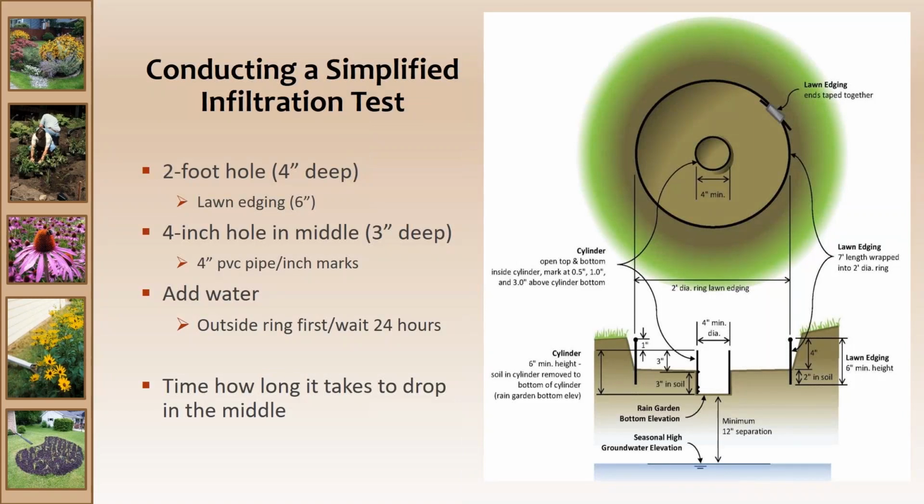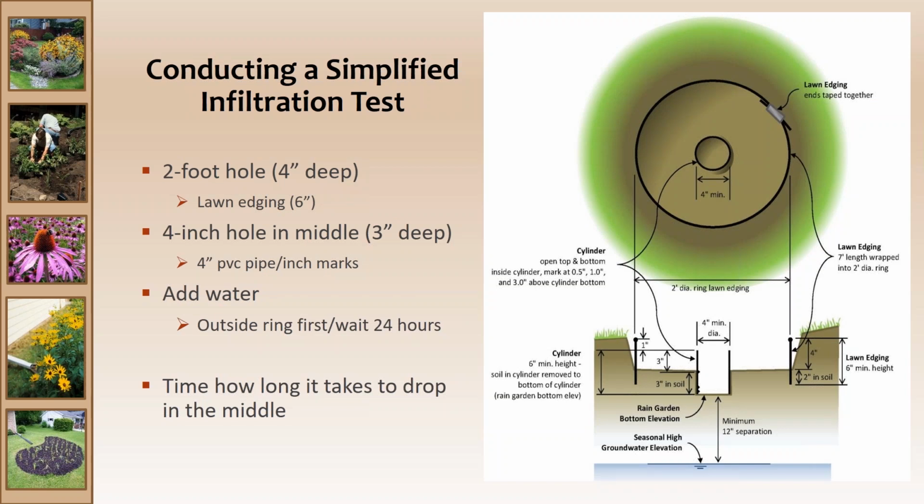This is what the home version, Attachment 1, looks like. There's a little drawing inside, but essentially you're taking lawn edging and cutting it into the soil about 4 inches deep in a 2-foot wide circle. Then inside of that, you take a 4-inch PVC pipe and cut it down into the soil another 3 inches, leaving 3 inches above. So it's a 6-inch high piece of pipe, or you could use a coffee can or something like that. And then you mark it in inches on the side.